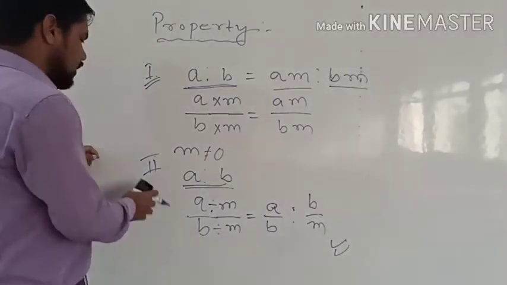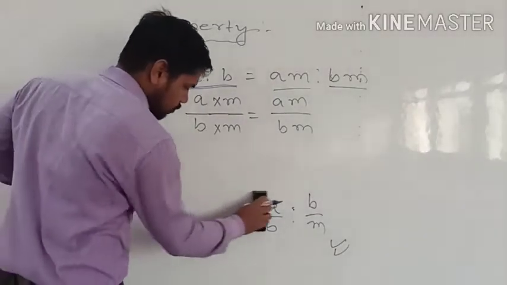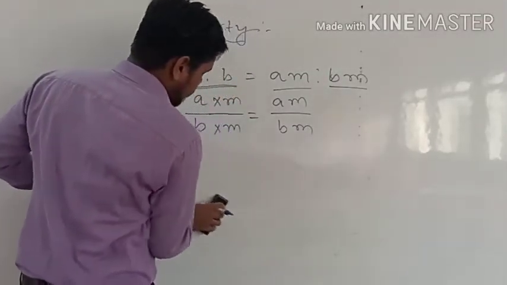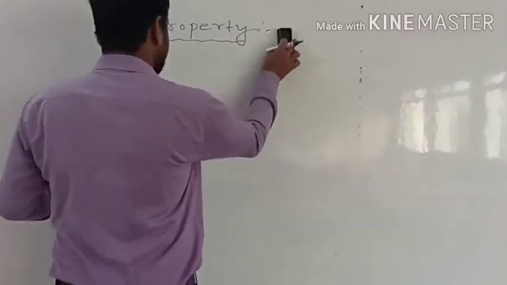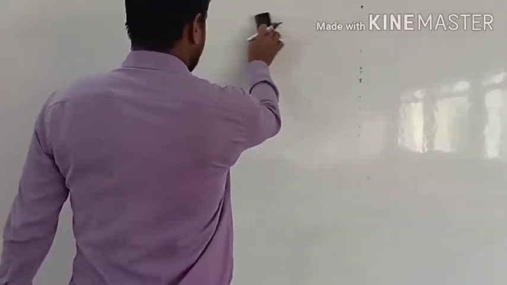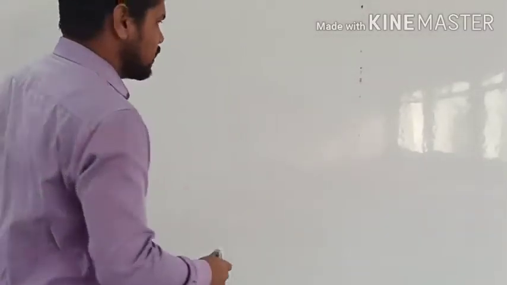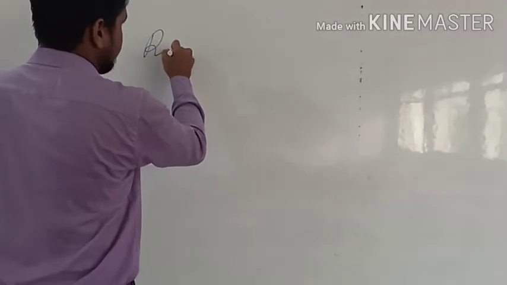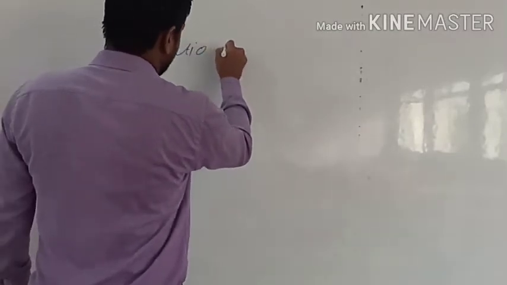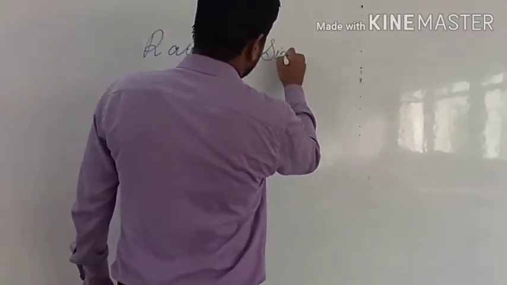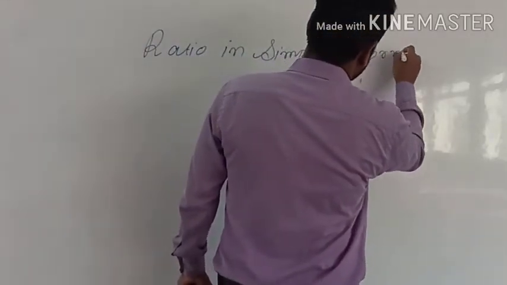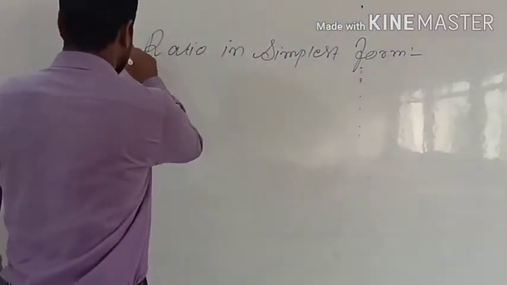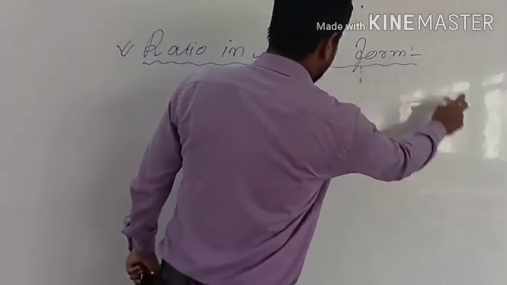Okay. After that we have to keep in mind one more thing, that whenever two numbers are in ratio, one most important topic is there which is called the ratio in simplest form. Simplest form means the lowest form you can say. So next topic is ratio in simplest form. So what is this called? Ratio in simplest form means what?